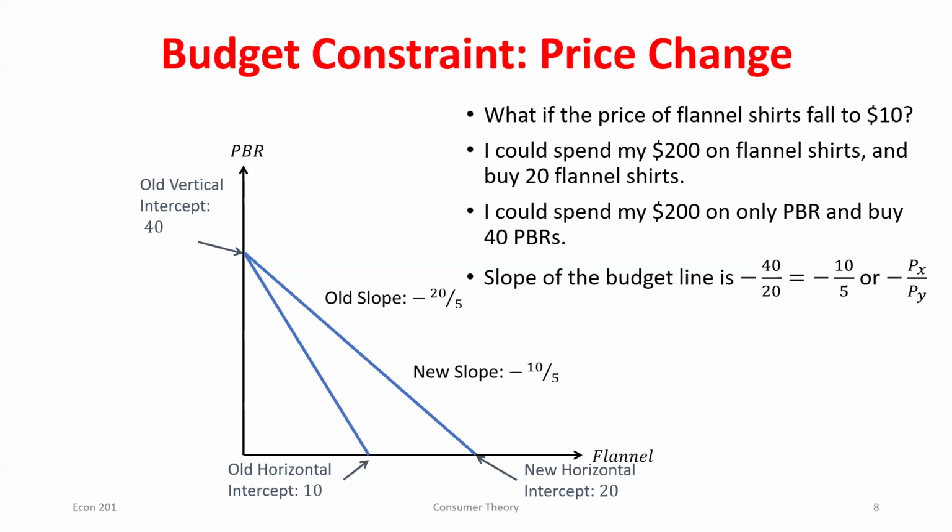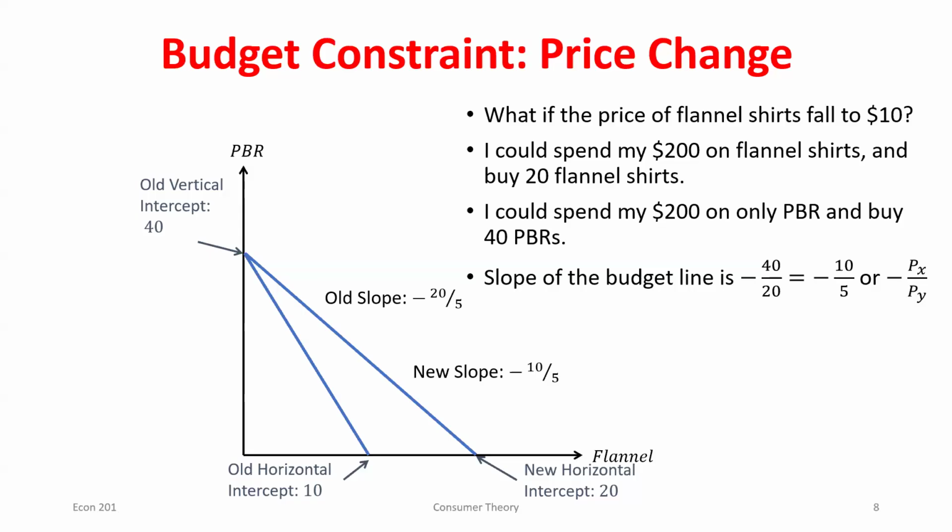Now, when I have a change in the price of a good, what was the slope? It was the relative prices. So if one of those prices change, our slope's going to change. Now we can prove this to ourselves. It should be that the slope is the relative price of X to the price of good Y. So for us, the price of the X good was now 10. The price of the Y good, remember from the last slide, was 5. So it should be 10 over 5, or 2. And it's always negative, so negative 2.